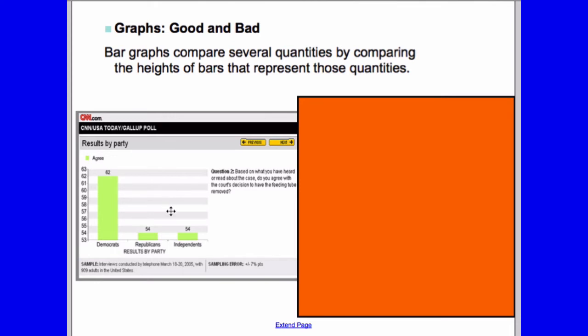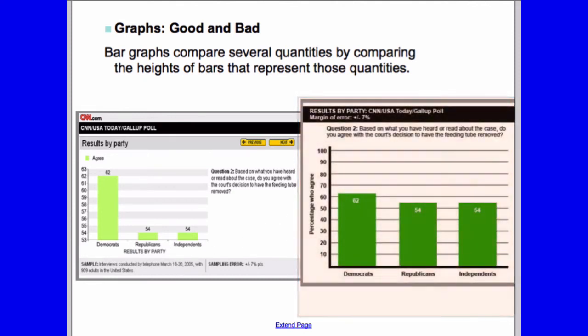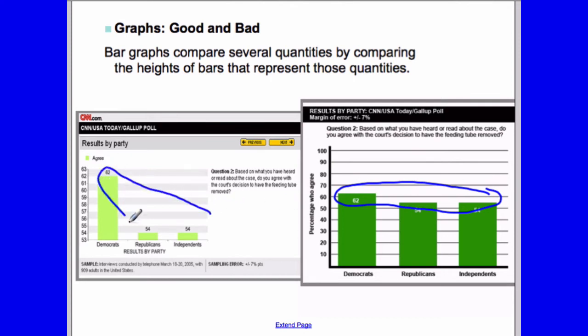Well, CNN did a poll, and they found that Democrats versus Republicans versus Independents, there was this big difference between the three in terms of whether you agreed or not. You look at this quick and you go, all right, that's a huge difference between those three. However, if we break it down with correct graphs, you go, actually, there's really not that much of a difference here. We made it look bigger than it was because we started at 53 in our scale, whereas here we started at 0, then 10, 20, 30. So this is an actual scale, where the other is a zoomed in version.